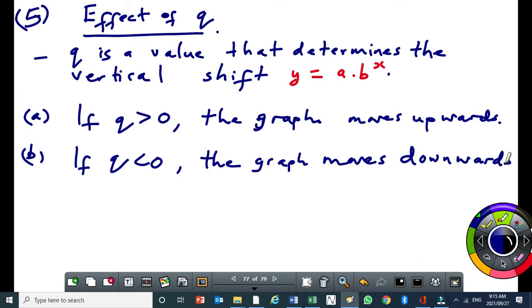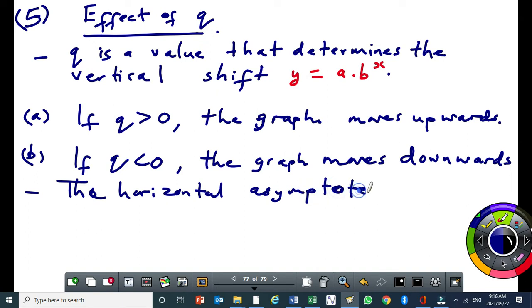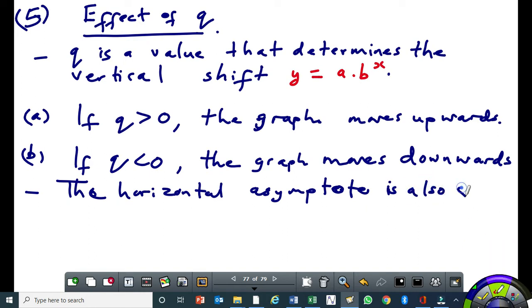Now, you also need to be aware that the horizontal asymptote is also shifted. It can be shifted up if q is positive or down if q is negative. So the asymptote also moves. Right. So then number 6.